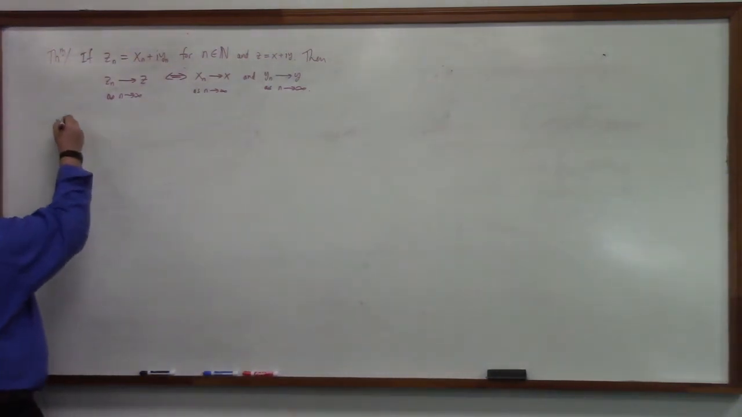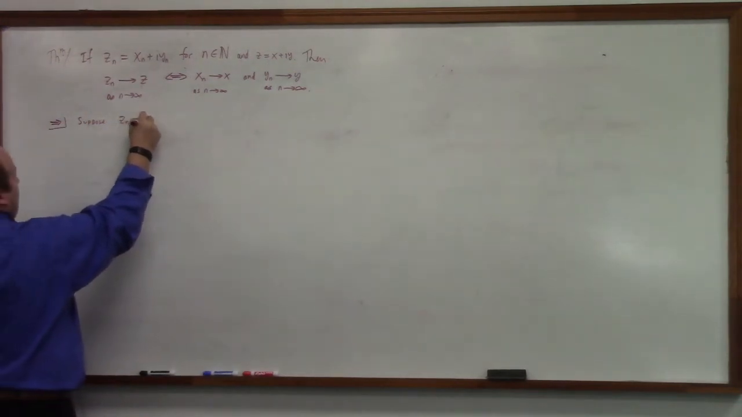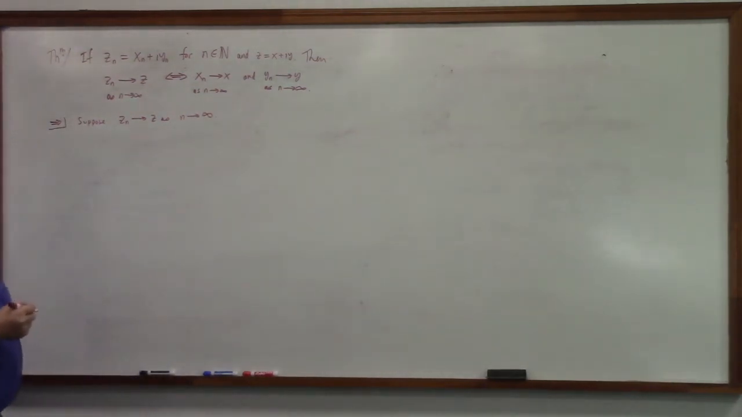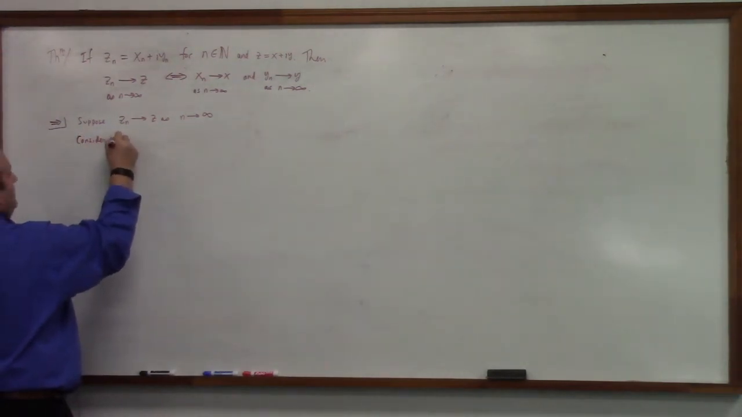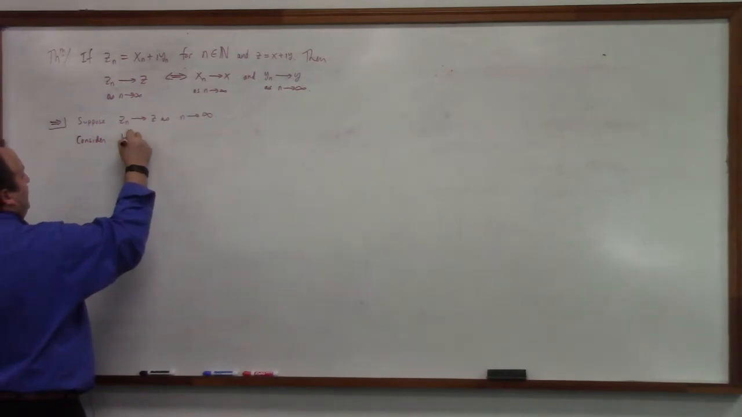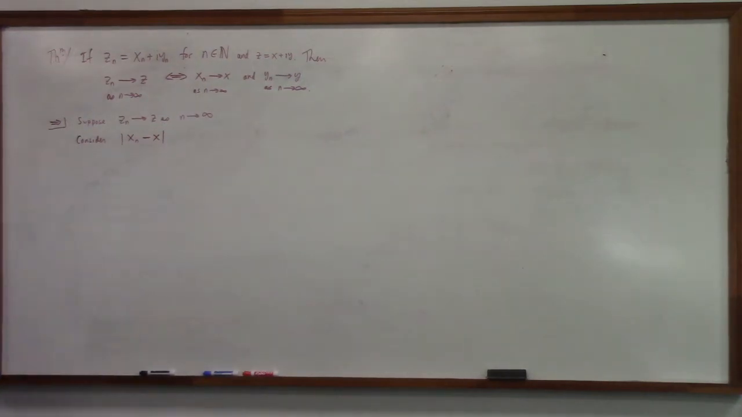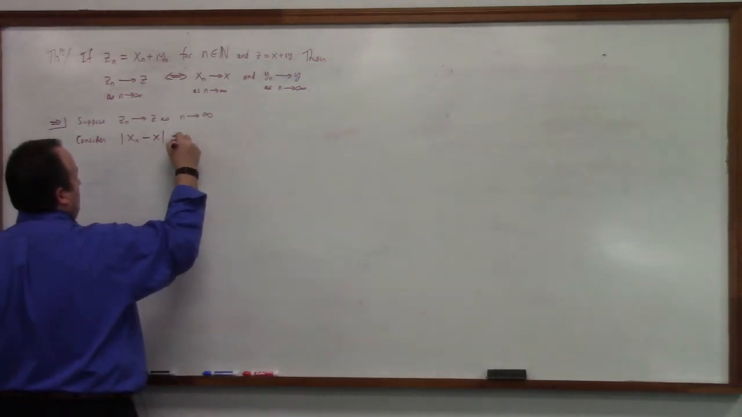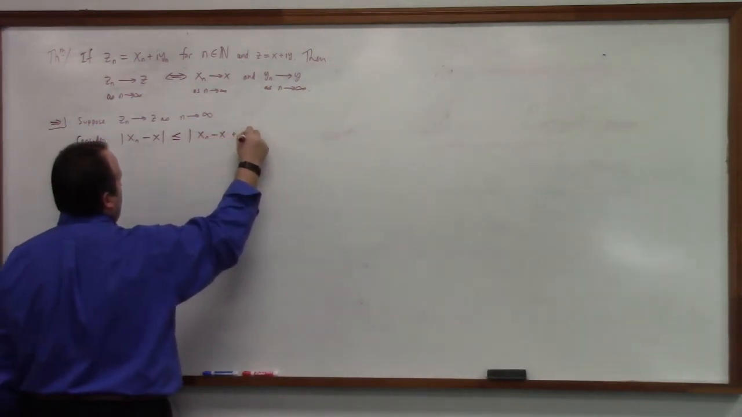Here, I'll do the forward direction of the implication. Suppose Zn goes to Z, as n goes to infinity, right? And then consider the absolute value of xn minus x, which is less than or equal to the modulus of xn minus x plus I times yn minus y.